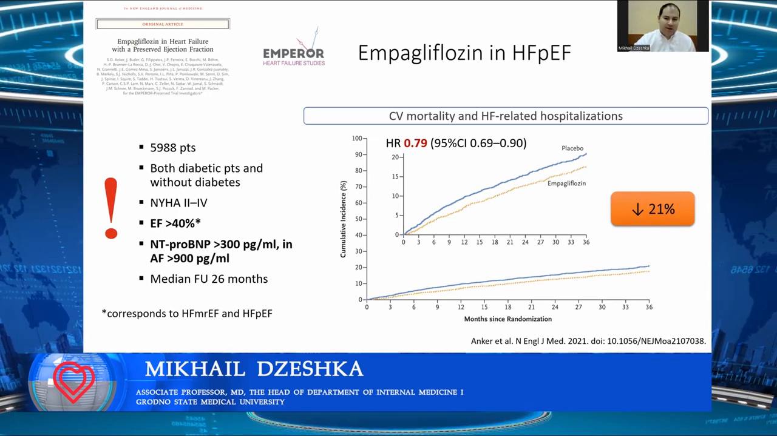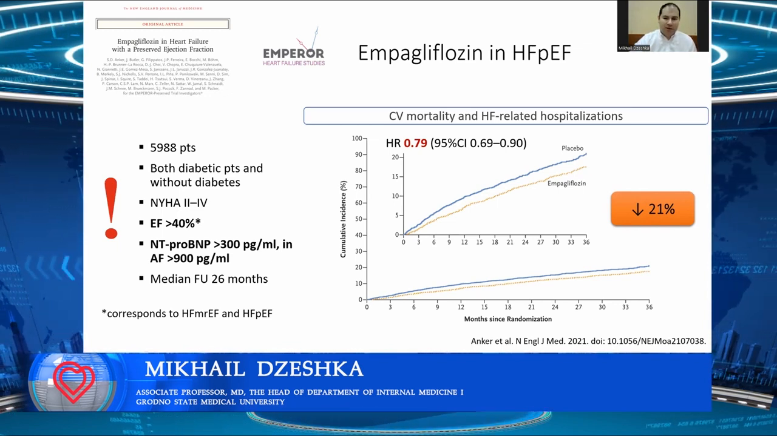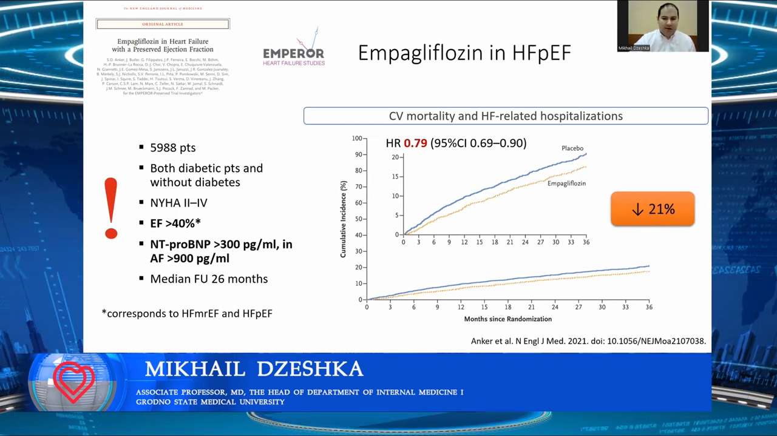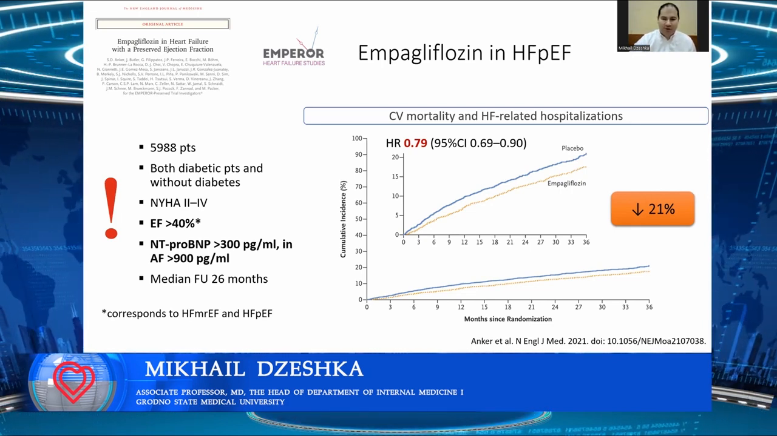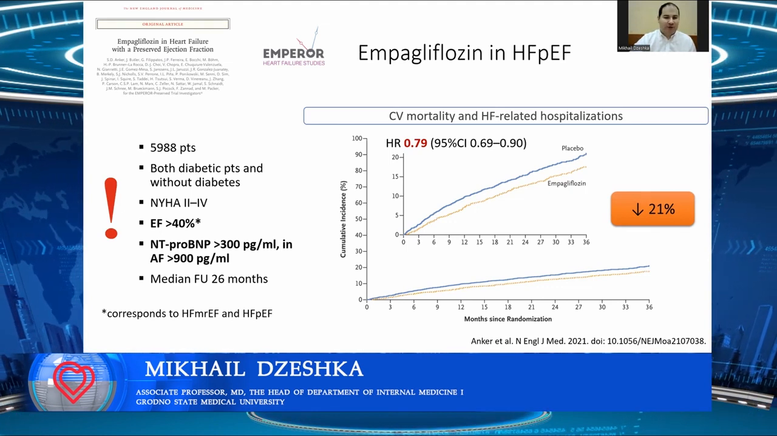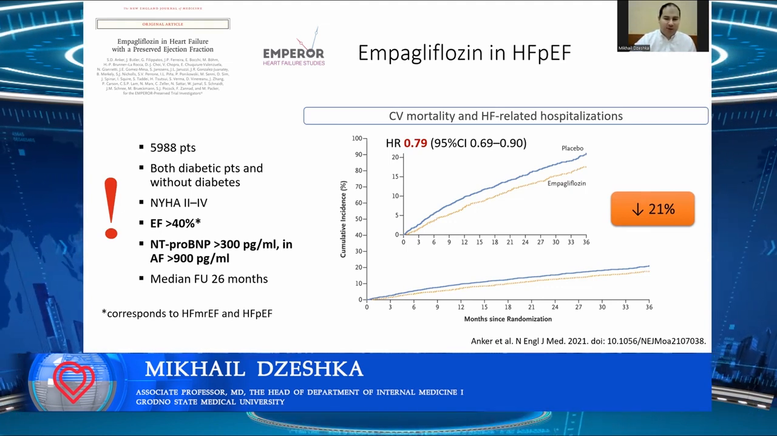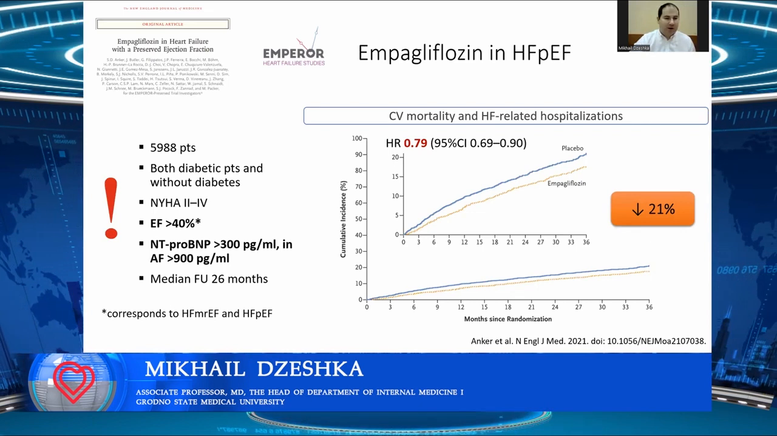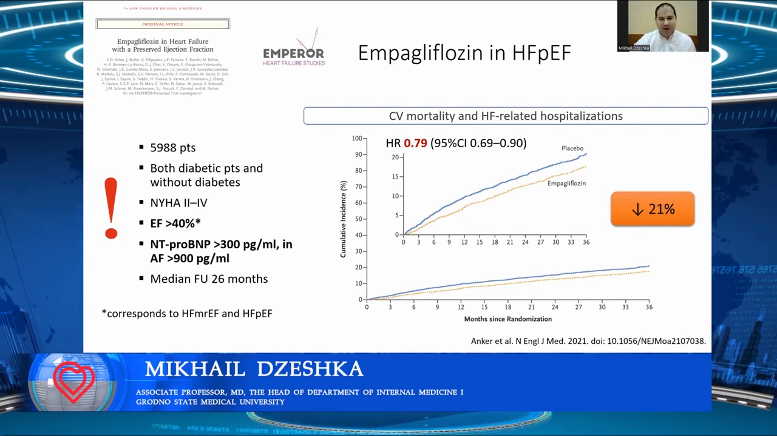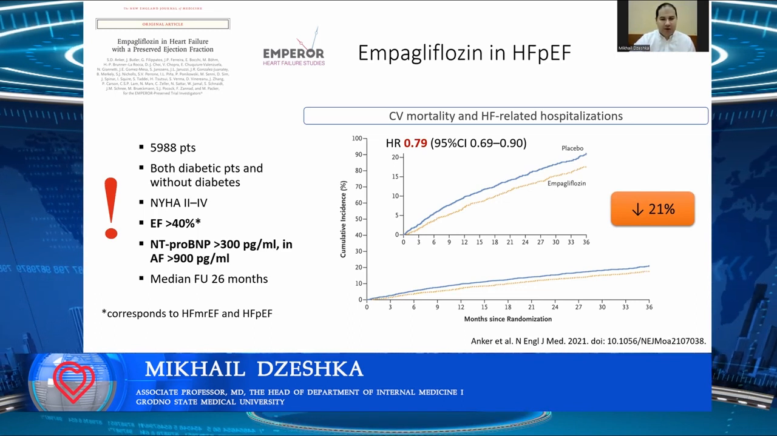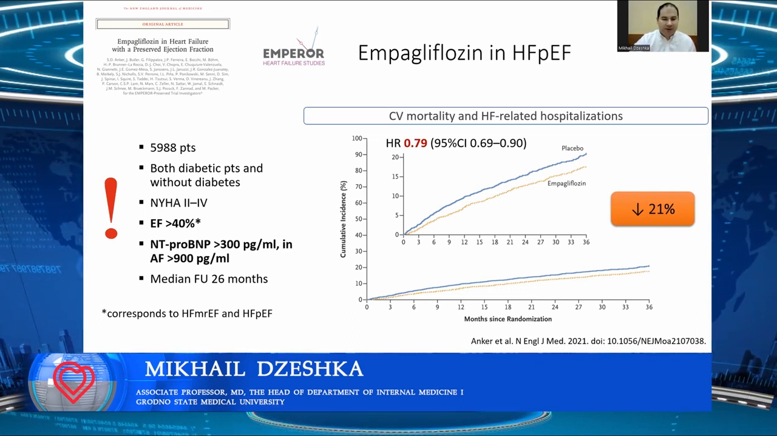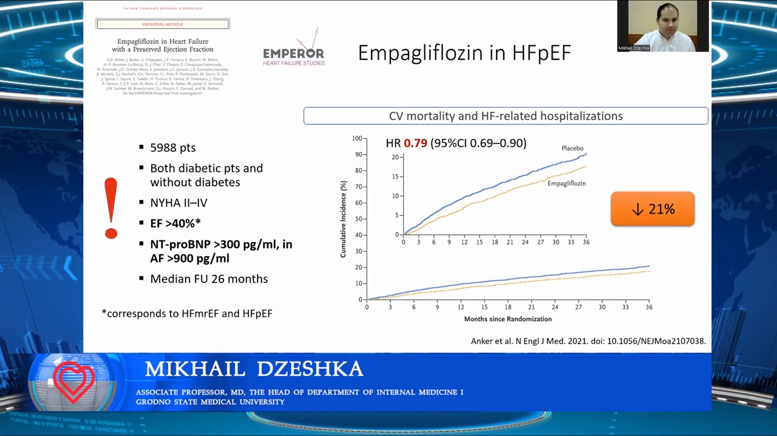A cutoff of 40% was selected, referring to the CHARM program with candesartan, where the term preserved ejection fraction was used for the first time, and NT-proBNP levels greater than 300 picograms per milliliter in sinus rhythm and greater than 900 picograms per milliliter for atrial fibrillation patients were used as mandatory inclusion criteria.